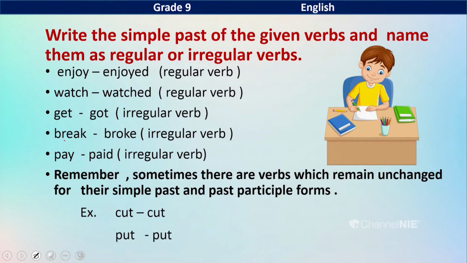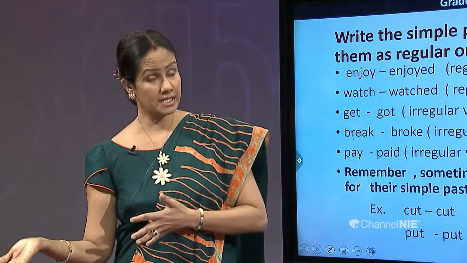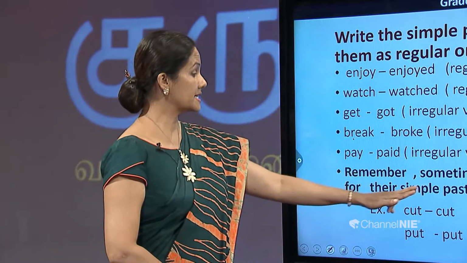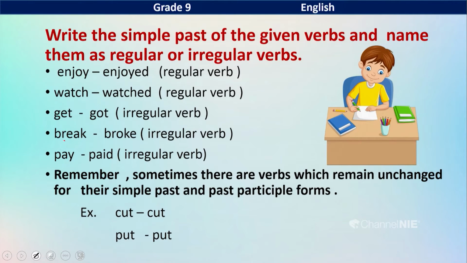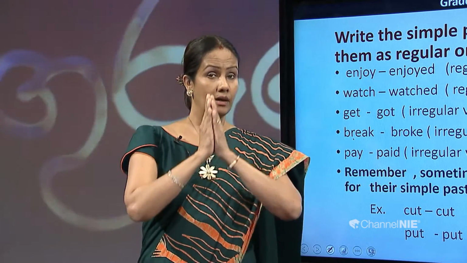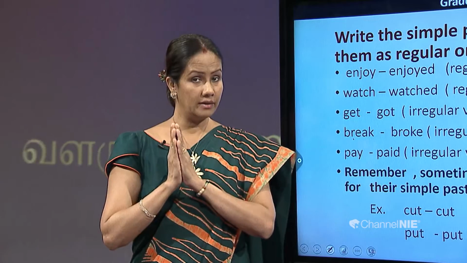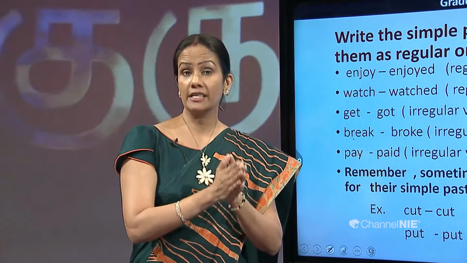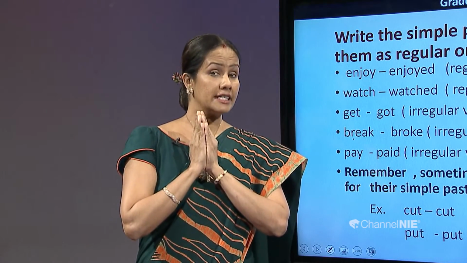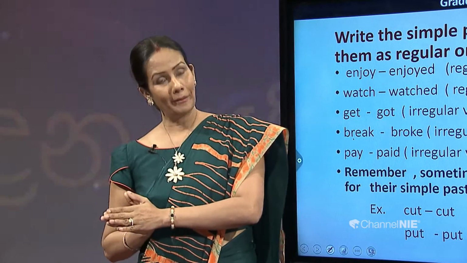Remember, sometimes there are verbs which remain unchanged. So if you turn them into past tense or past participle form, they don't change. They are the same in simple past and past participle form, such as cut. The past tense is also cut, past participle is also cut. Put, past tense put, even the past participle is put. Okay. So I hope our children can really understand what are regular and irregular verbs, as well as some special set of verbs that do not change according to past tense or past participle. Okay?